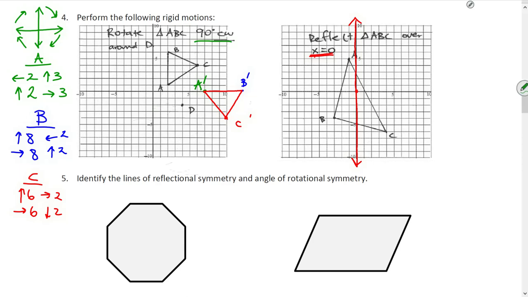Once you have your line, you count how far away the point is from the line. Point A is 1 to the left, so I go 1 to the right. That's A prime. Point B is 1, 2, 3 away, so I go on the other side, 1, 2, 3, and I get B prime. C is 1, 2, 3, 4. I go on the other side, 1, 2, 3, 4, and I get the point C prime. I connect the dots.